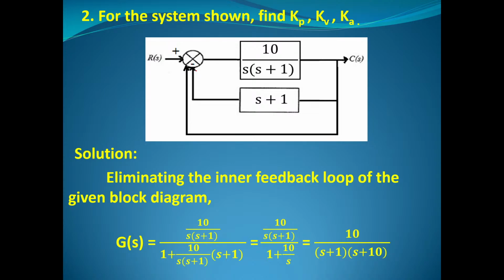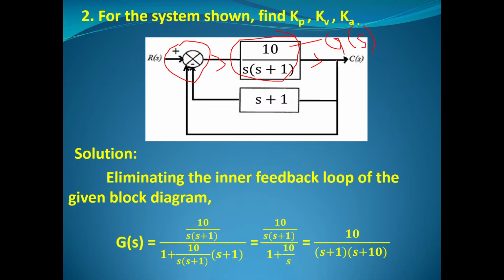Okay, so if we carefully observe in this image, it's a negative feedback system, isn't it? It is a negative feedback system, and this is our forward path gain. You just observe the arrow marks. This is our forward path gain, that means this is our G of S.